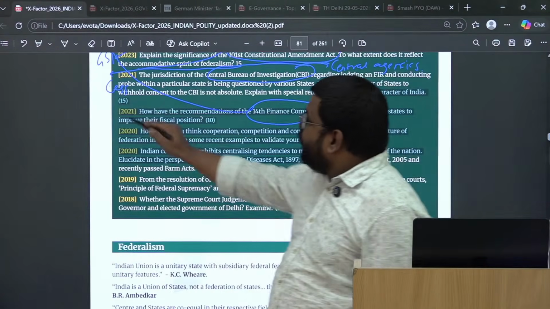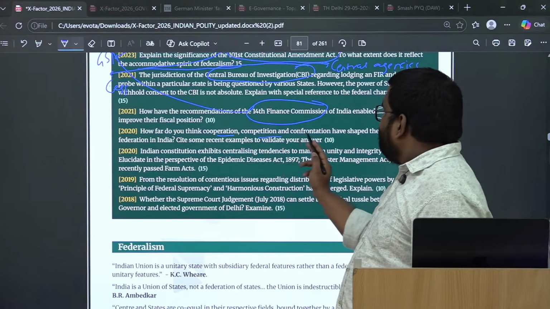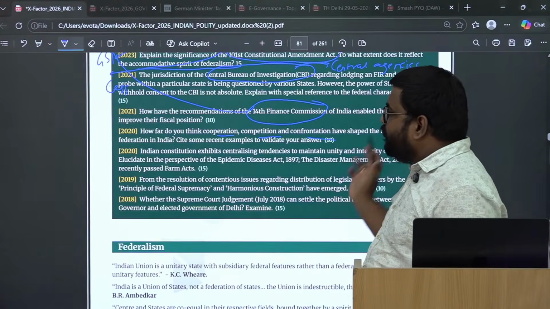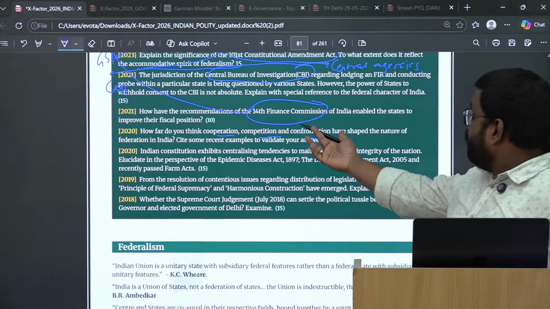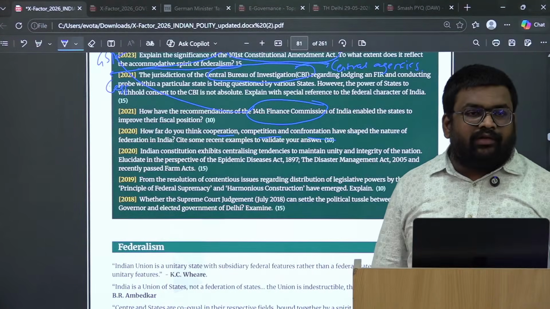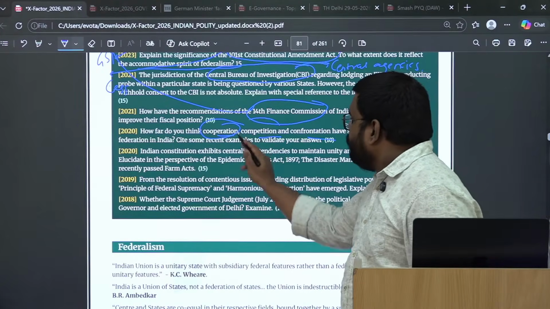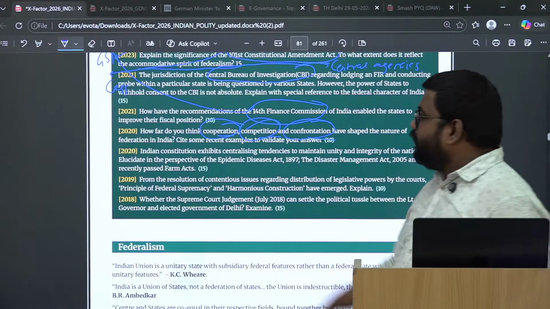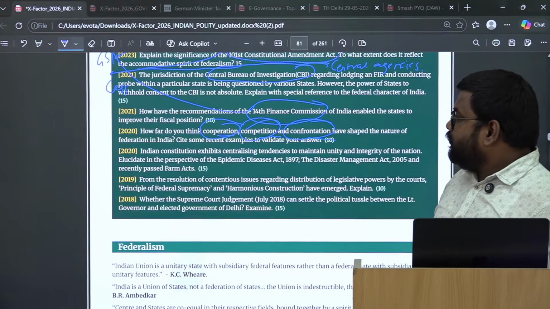Then 2020 में आपका क्वेश्चन था cooperation, competition, confrontation has shaped federalism. Cite some recent example. So this was on the broader lines. This year you can think, okay, they can simply ask you with respect to cooperative federalism, competitive federalism, confrontational federalism. इन तीनों में से सिंगल एस्पेक्ट पे भी they can ask, right?